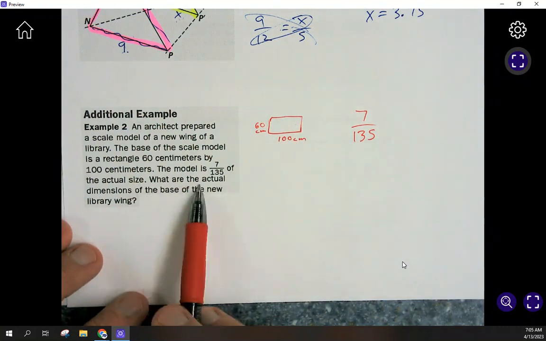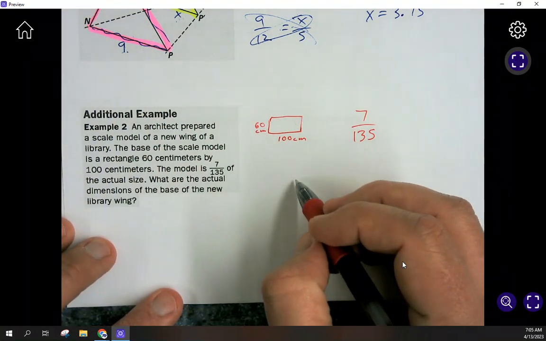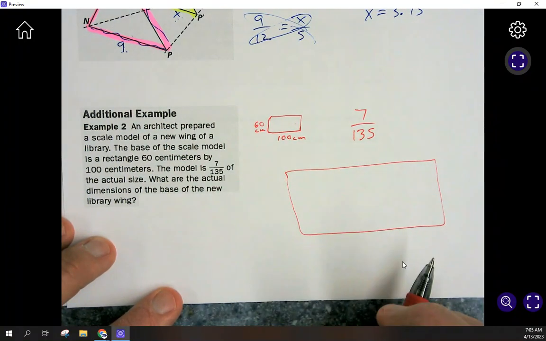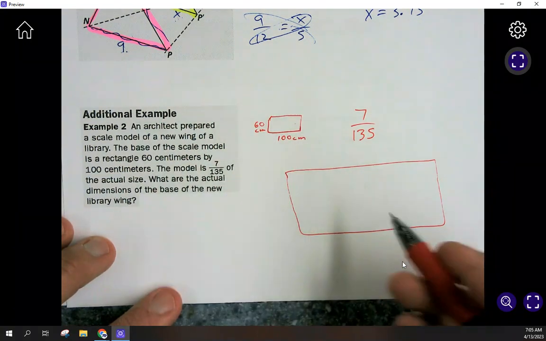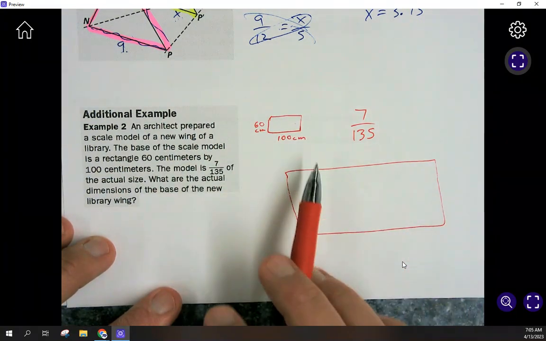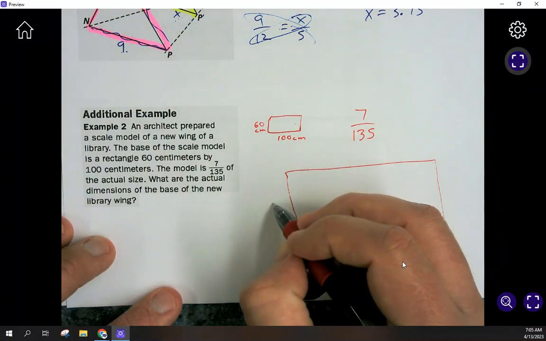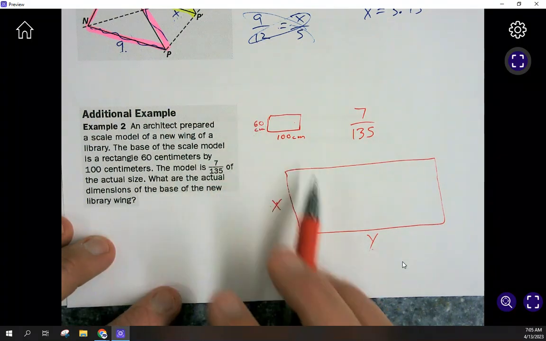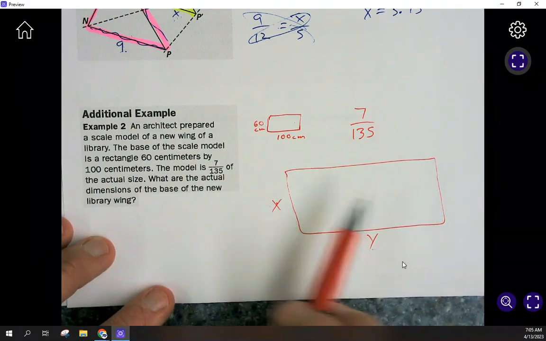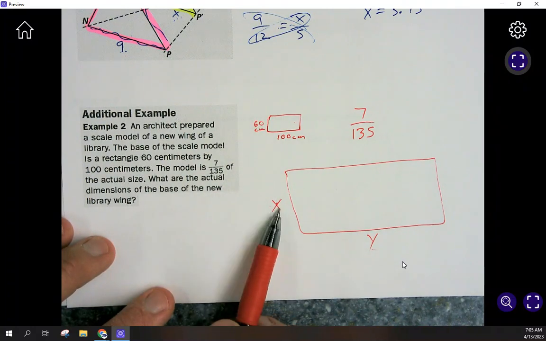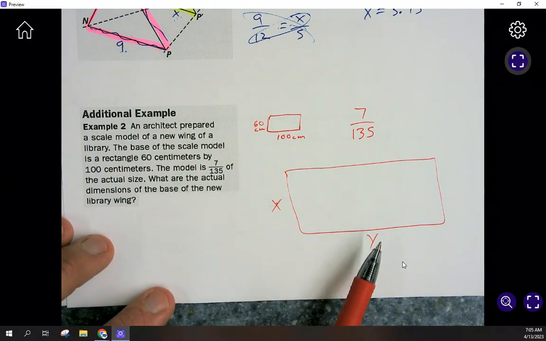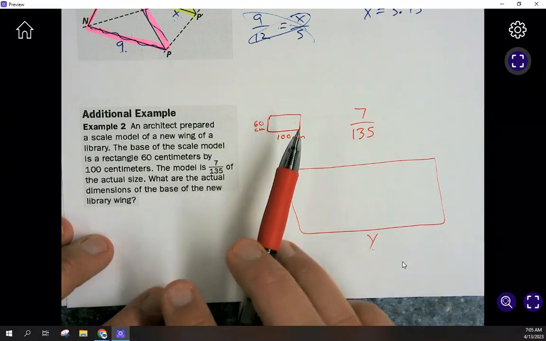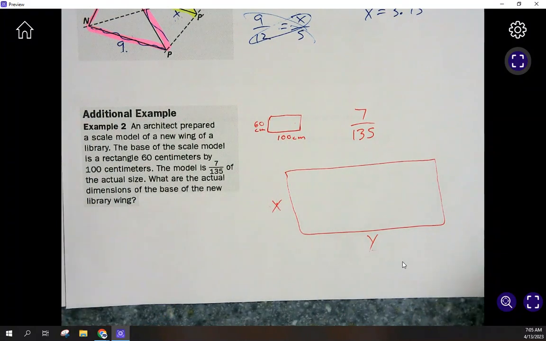All right, so they want me to find the actual dimensions. So I can't possibly draw one big enough, but let's just clearly show that we've got one. The real life one is going to be much bigger than the model. Again, much bigger than this clearly, but just to show the difference here. So I want to find out what are the new dimensions here. Notice I'm going to give them different variables because they're different amounts. I can't say x and x, that means they're the same number. All right, so 60 is going to become a different number in real life, and 100 is going to become a different number in real life. So 60 centimeters on the model is how many centimeters in real life. 100 centimeters on the model is how many centimeters in real life.